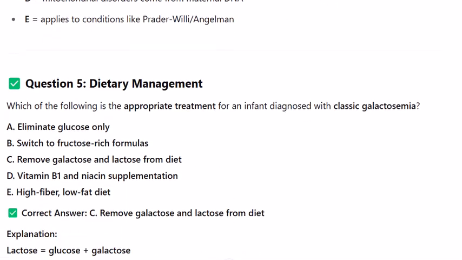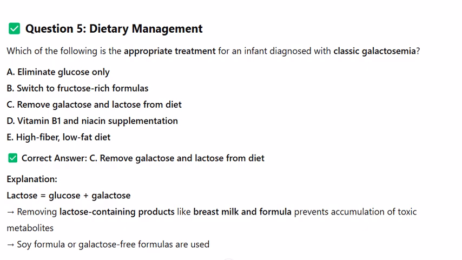Question 5, dietary management. Which of the following is the appropriate treatment for an infant diagnosed with classic galactosemia? A. Eliminate glucose only. B. Switch to fructose-rich formulas. C. Remove galactose and lactose from diet. D. Vitamin B1 and niacin supplementation. E. High-fiber, low-fat diet. Answer C.